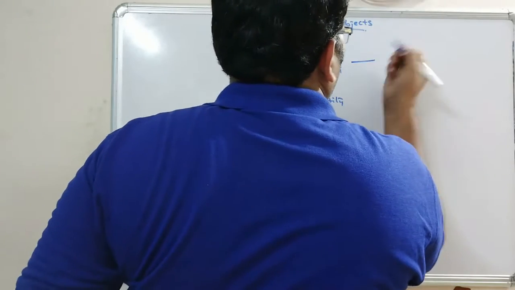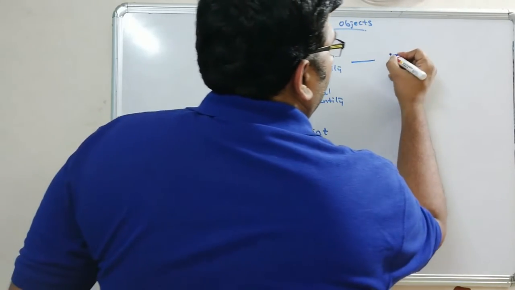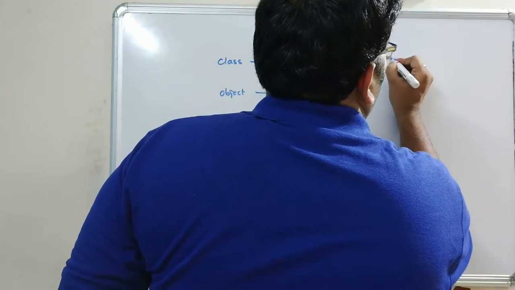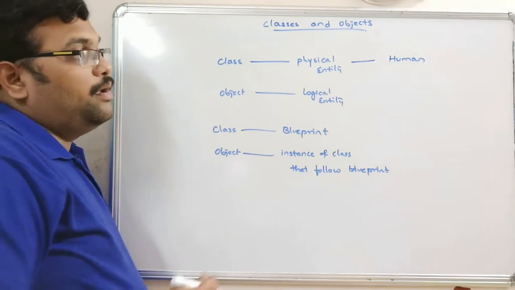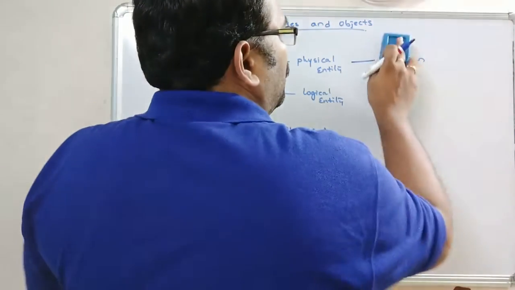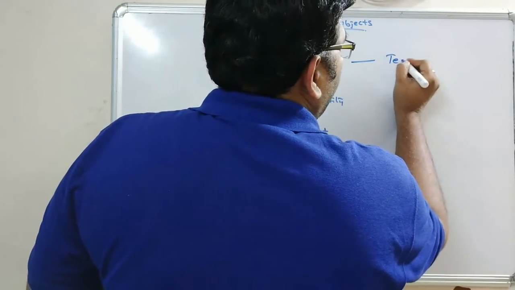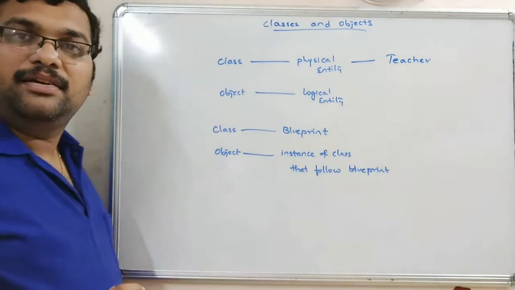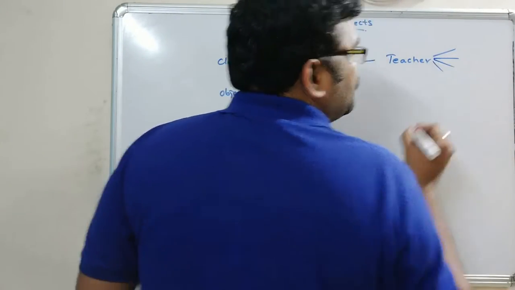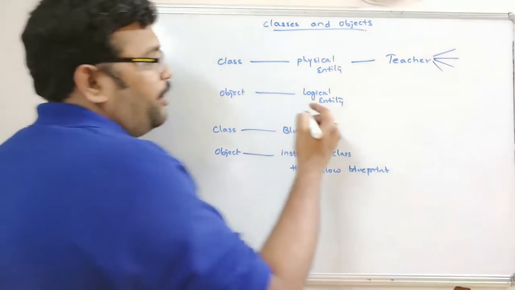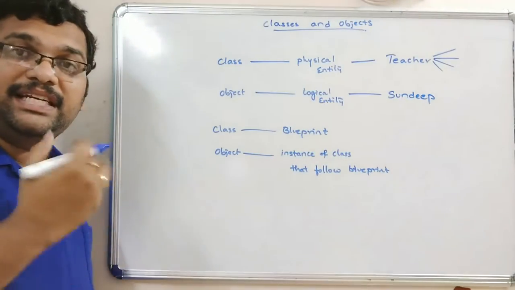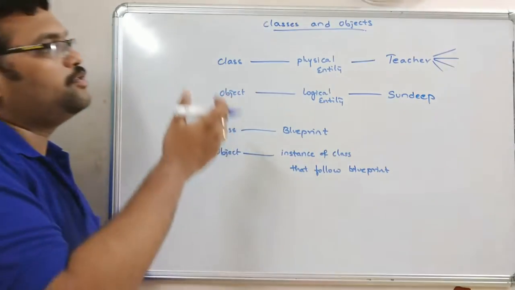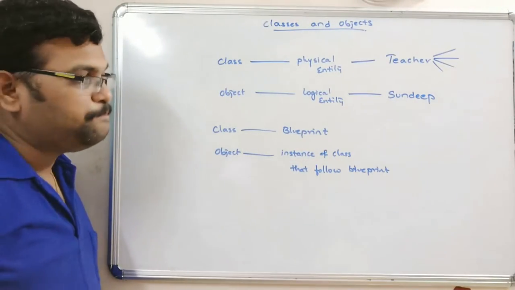For example, if you take some human, or you can go with the teacher. Teacher is a class. A teacher can have different properties and different methods. And a logical entity is Sundeep. Sundeep is a teacher. Sundeep is an object, which follows the properties of a teacher.